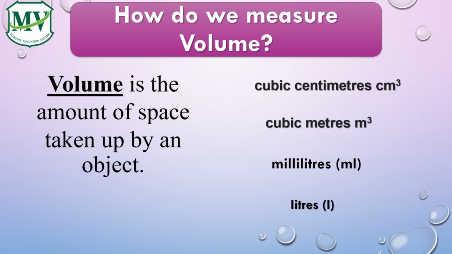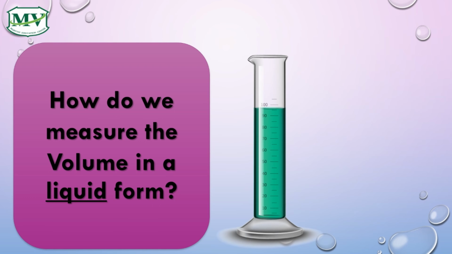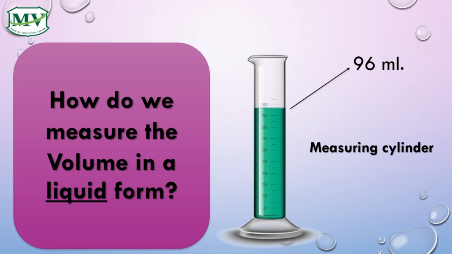So how do we measure the volume of a liquid? We can use a measuring cylinder to measure the volume of a liquid. Now, we can see that the volume of the liquid inside the measuring cylinder is about 96 milliliters.